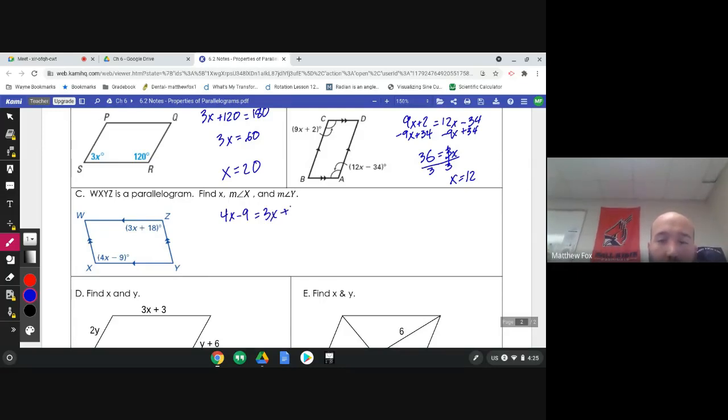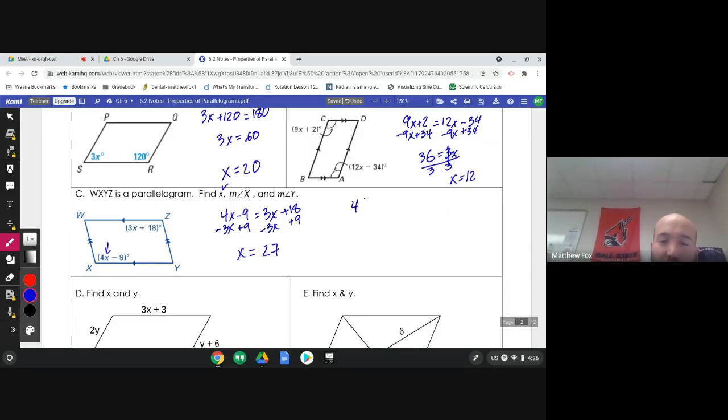And if we add the 9 over, subtract the 3x over, 4x minus 3x is just x. 18 plus 9 gives us 27. So we already found the first one. X is 27. Now angle X, we can just plug it in right there.